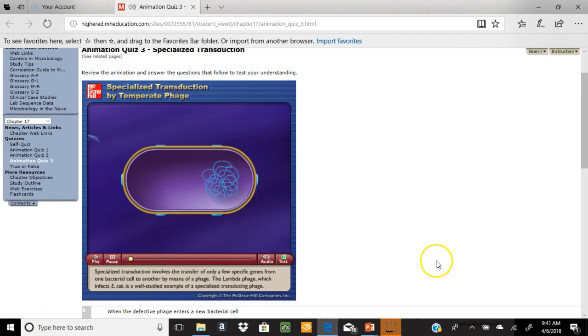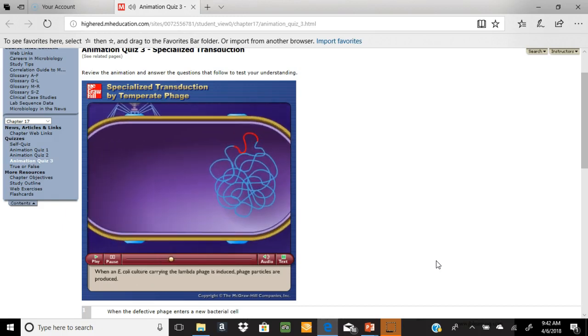Specialized transduction involves the transfer of only a few specific genes from one bacterial cell to another by means of a phage. The lambda phage, which infects E. coli, is a well-studied example of a specialized transducing phage. When lambda phage infects E. coli, the phage DNA enters the cell and then integrates.